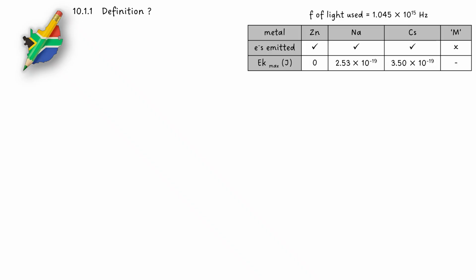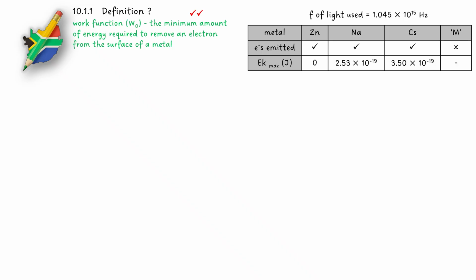First, we must define work function. This is the minimum amount of energy required to remove an electron from the surface of a metal to a point just outside the metal. Any extra energy that the electron gains from the photon is converted to kinetic energy according to the photoelectric effect equation.